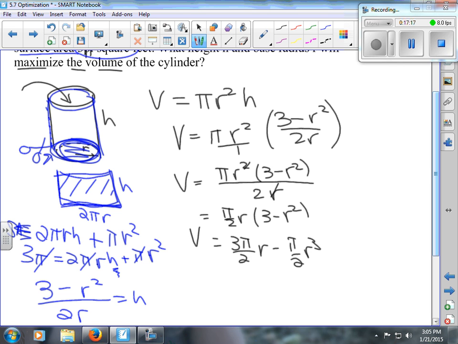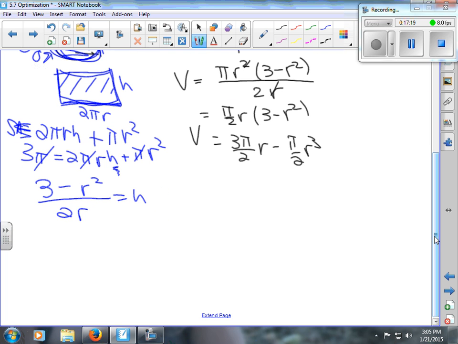Now this one is easy to take the derivative of. So I'm going to take the derivative. I get 3 pi over 2 minus 3 pi over 2r squared. We're going to set this equal to 0. So this is going to happen if r squared is plus or minus 1, or really only 1 makes sense there. So r equals 1 is my radius for the maximum volume.